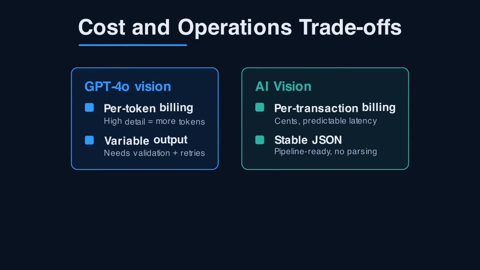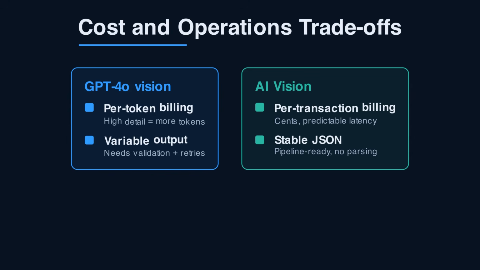Azure AI Vision bills per transaction, often a fraction of a cent per image, and latency is low and predictable. GPT-4o Vision bills per token, and a single high-detail image can consume hundreds to over 1,000 input tokens, plus your prompt and the generated answer. At a few thousand images a day, that's fine. At millions, it adds up fast.